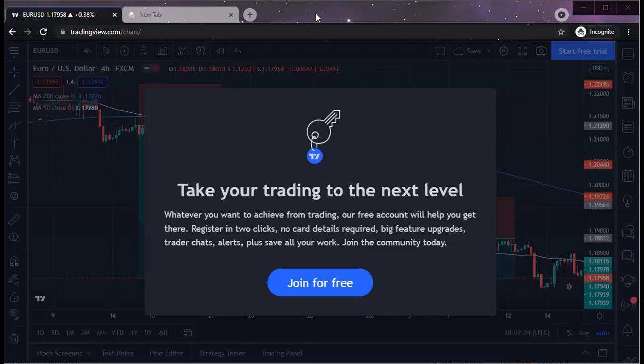So without wasting much time, indicators work on crypto. It works on all markets. Indicators work on all markets. As far as markets, it works on stocks. Every market, indicators work.